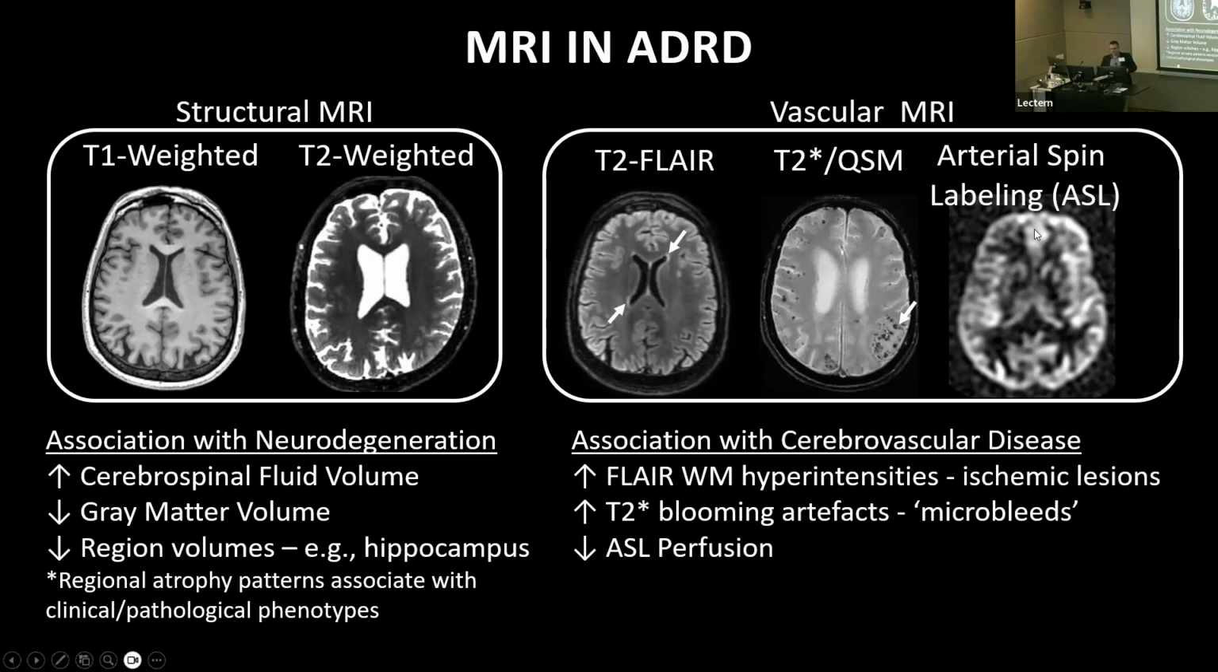Then lastly, for vascular MRI today, is arterial spin labeling. This is more of a measure of perfusion. Again, we expect a perfusion deficit as the disease advances. It's also useful in stroke, so you can really clearly see, for example, if a region of the brain isn't getting blood, so it's pretty diagnostic.